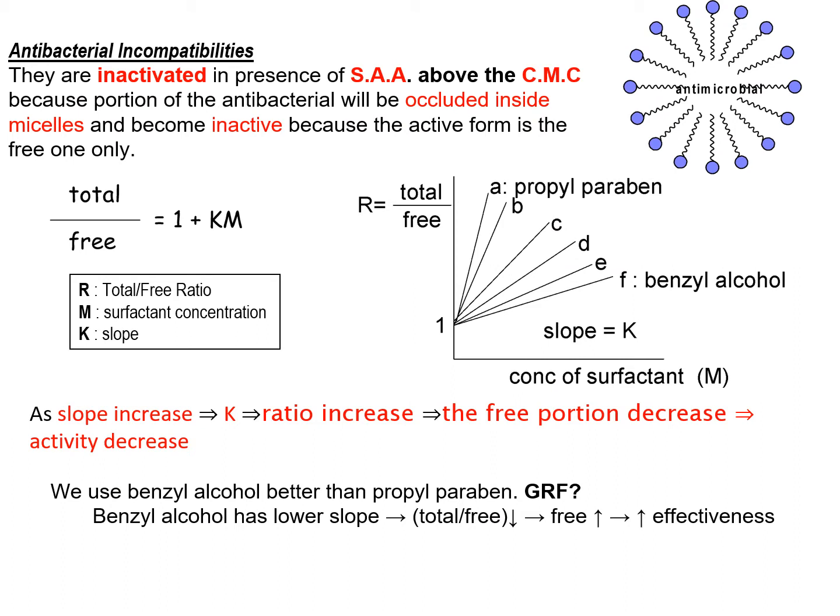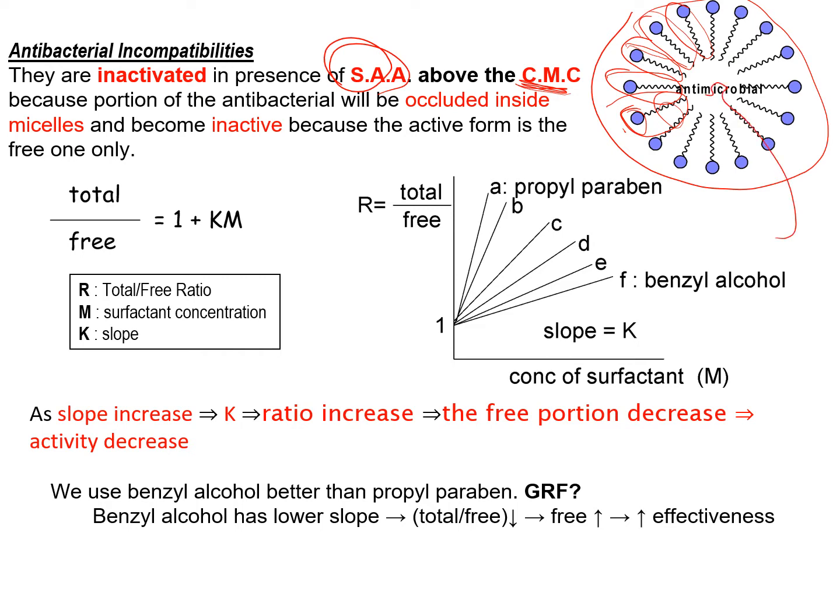There is a common incompatibility that happens between the preservative and the surface active agent. You know that surface active agents have a polar head and a non-polar tail, and above certain concentrations they can form micelles. As you can see, the micelle is formed of different units or molecules of the surfactant. Each unit has a polar head and a non-polar tail, and this happens above the critical micelle concentration of the surfactant.